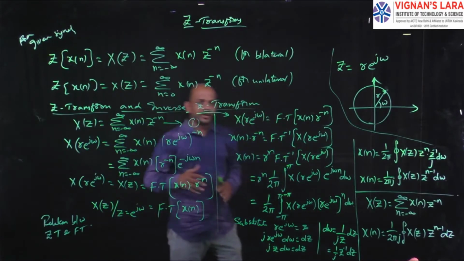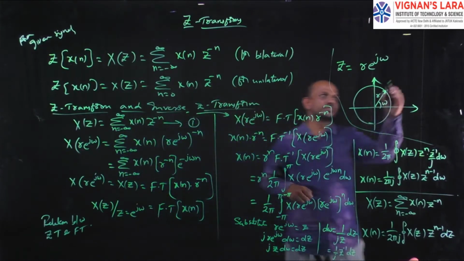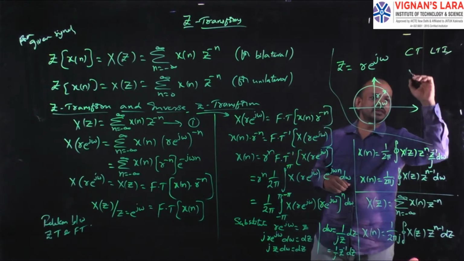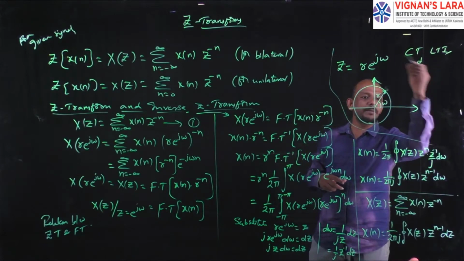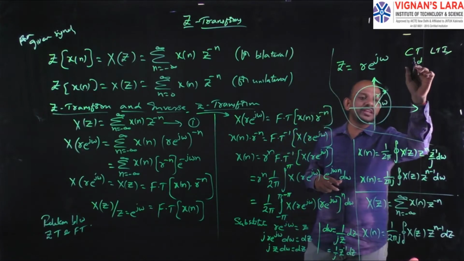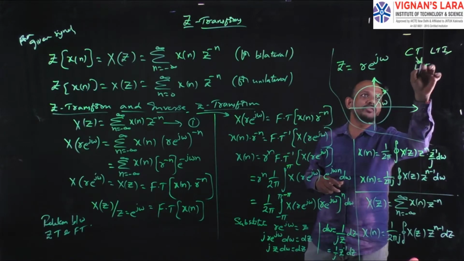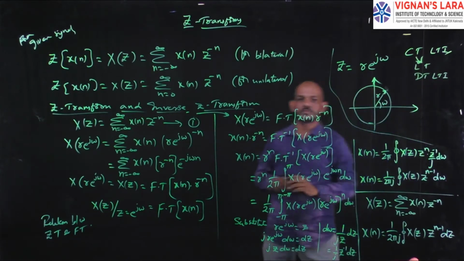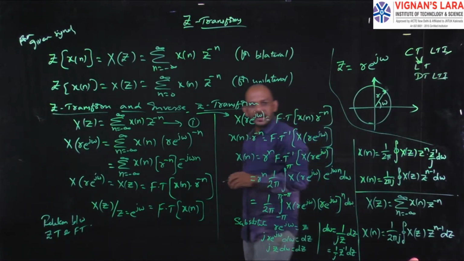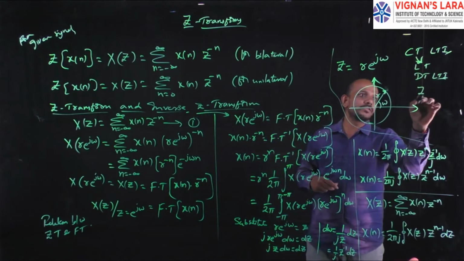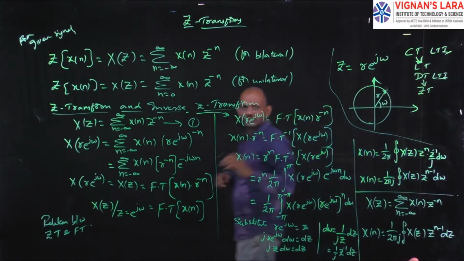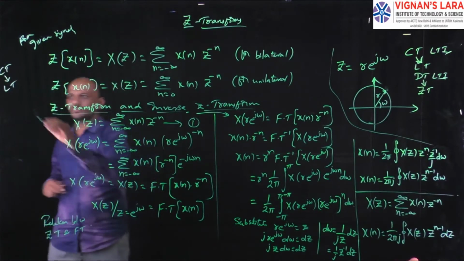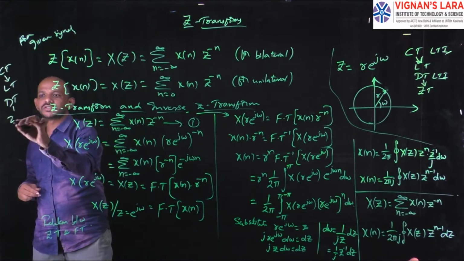Simply, continuous time linear time invariant systems are described with differential equations, and the Laplace transform is used to solve those differential equations. That is, whenever there are continuous time signals, we go for the Laplace transform. If there is a discrete time LTI system, it is described by difference equations, and we use the Z transform to solve those difference equations. That is, for continuous time we go with the Laplace transform, and for discrete time we go with the Z transform.